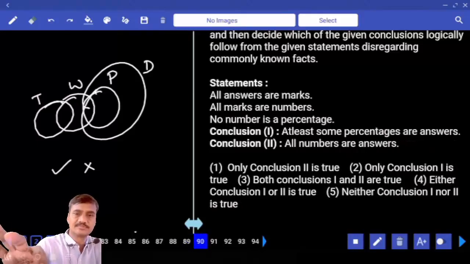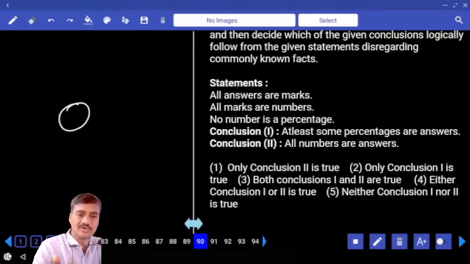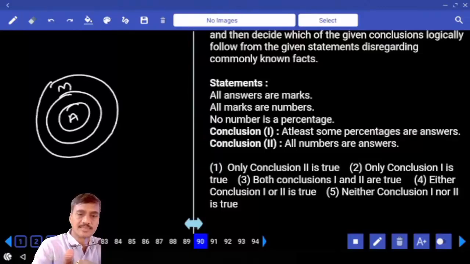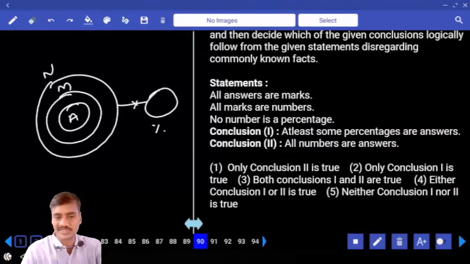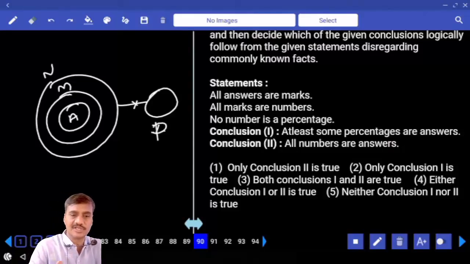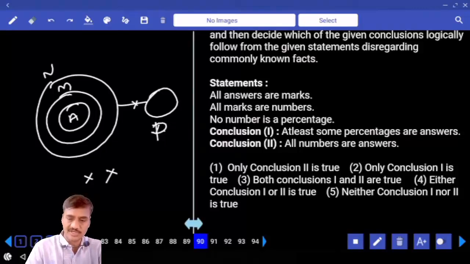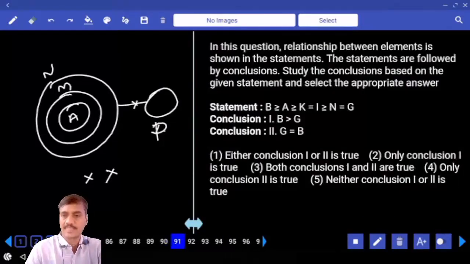Then 90th: all answers are marked, all marks are numbers, and no number is a percentage. And next one, some percentages are answers. Percentage and answer, no intersection between them, and all numbers are answers, that is also false. Neither one nor two, choice 5, question number 90.